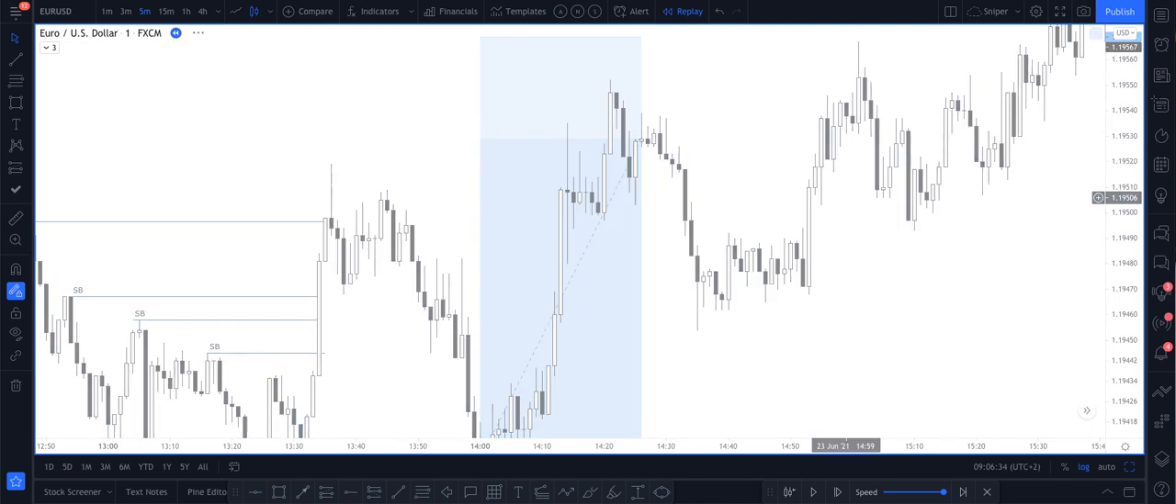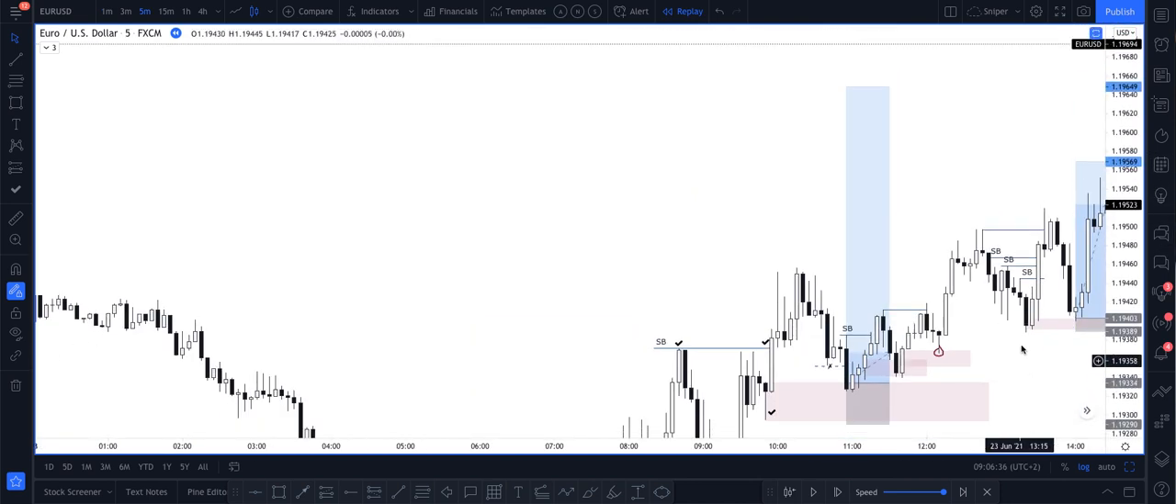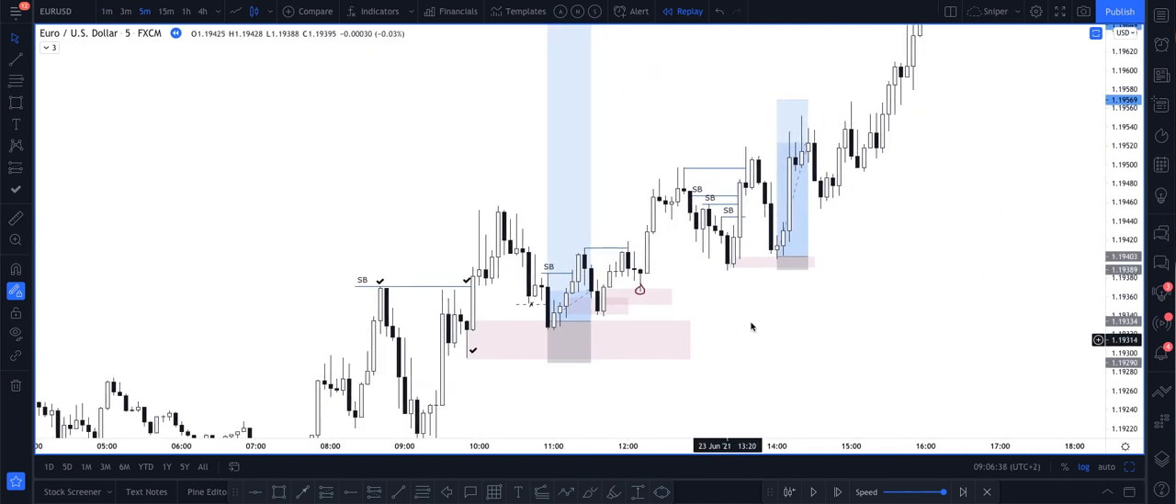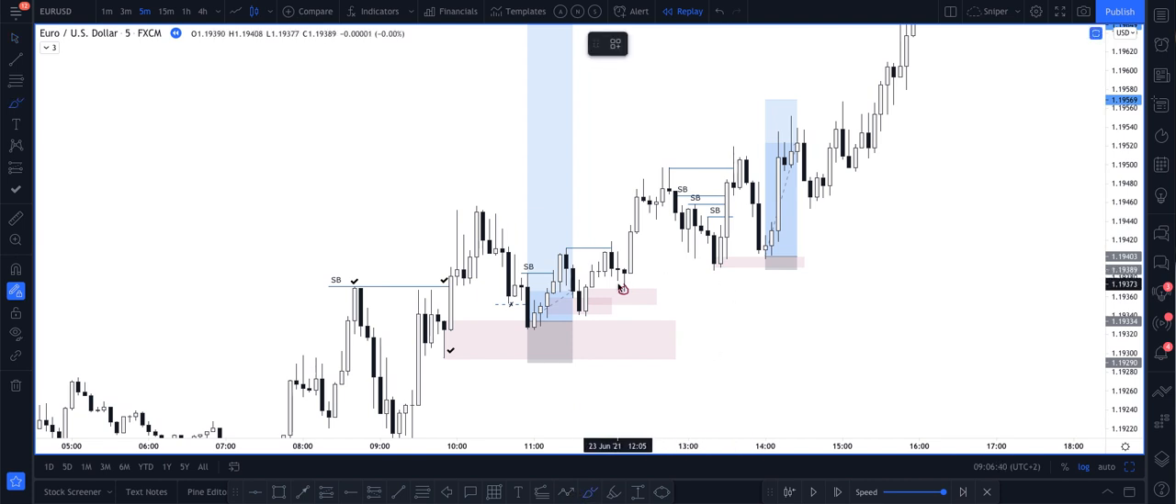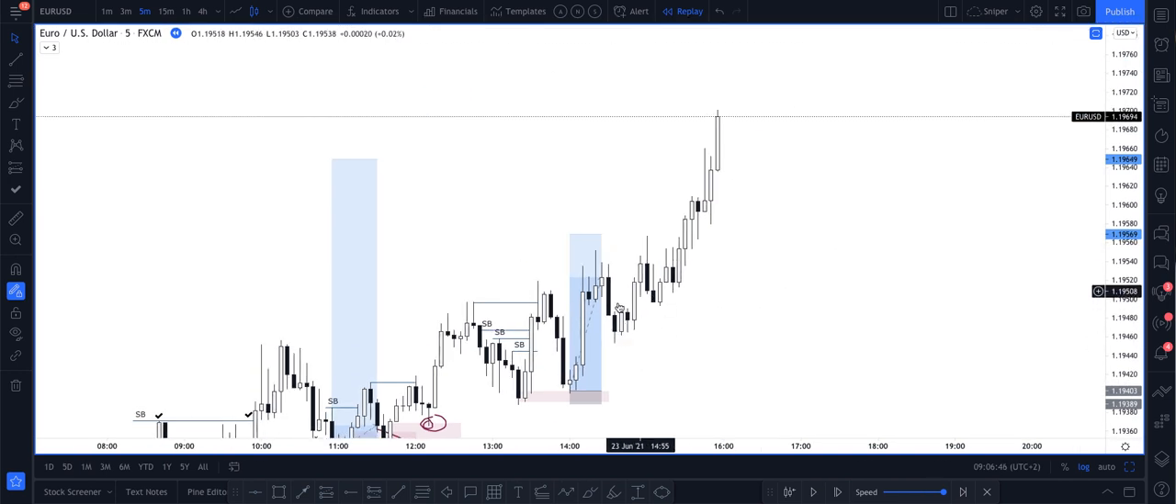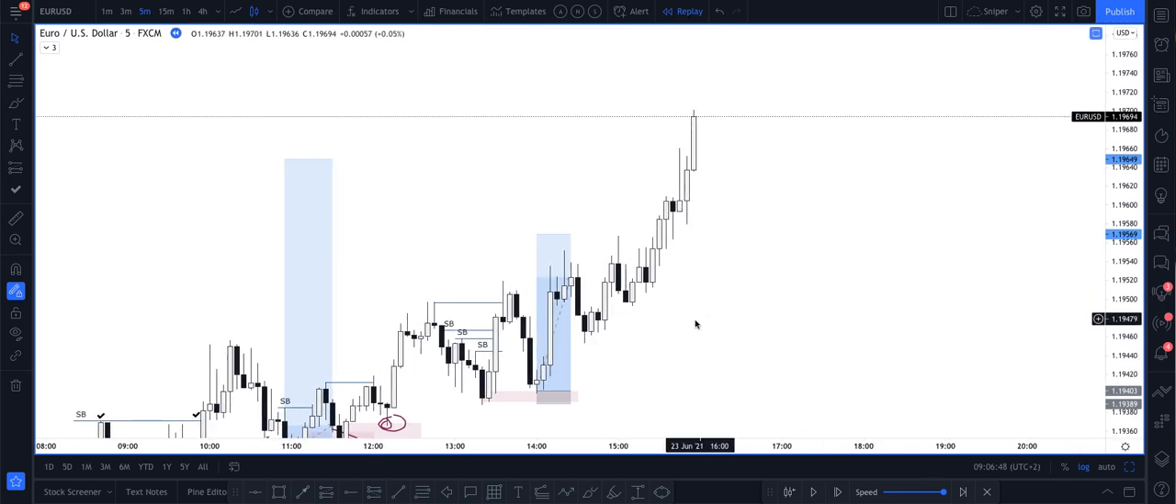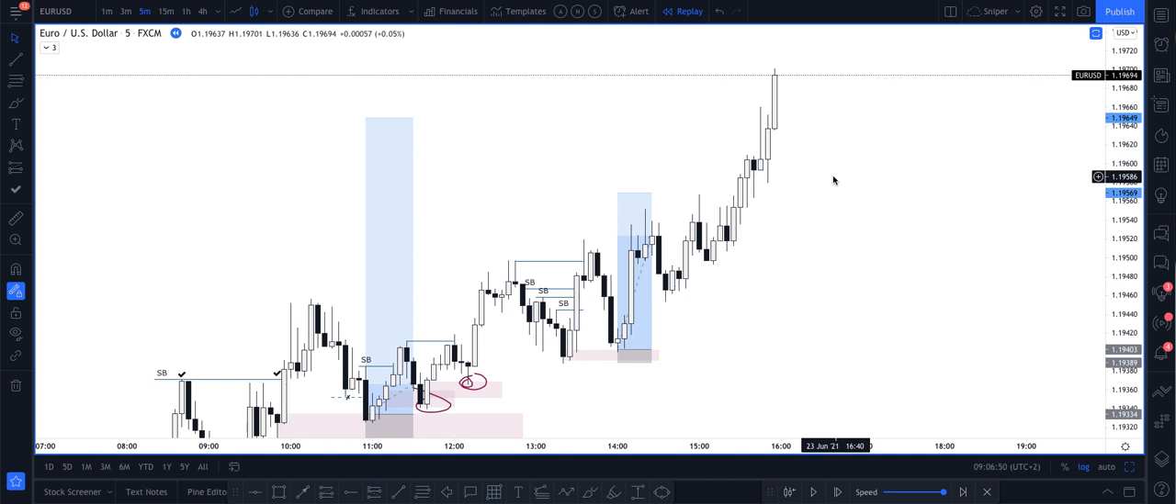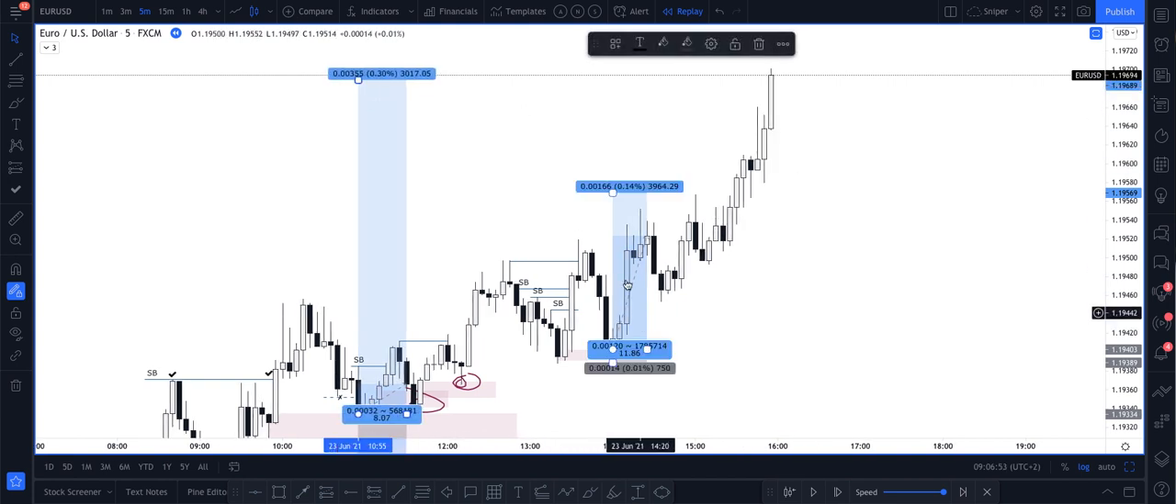So there were more opportunities, but we're just going to stick to that. So there was a trade opportunity, 1, 2, 3, 4 trade opportunities. We had some more in here as well. And then price reached target beautifully.